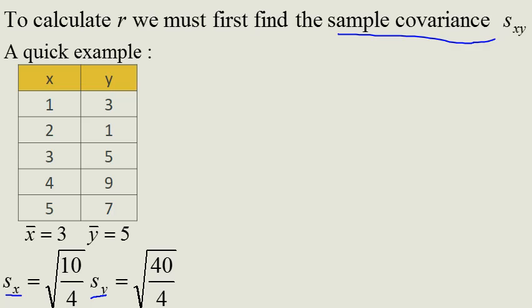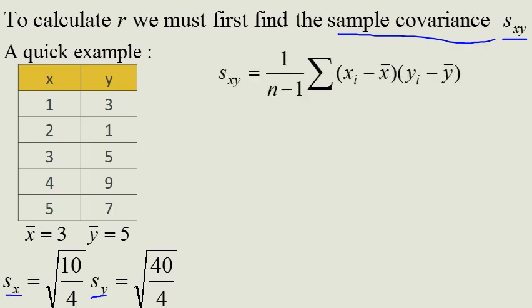And we need to get that out of the way in order to find the correlation. Sample covariance is called S sub xy, which looks a lot like the sample SD of x and y, but it's actually quite different, so don't let the notation fool you. Here is the formula for sample covariance.